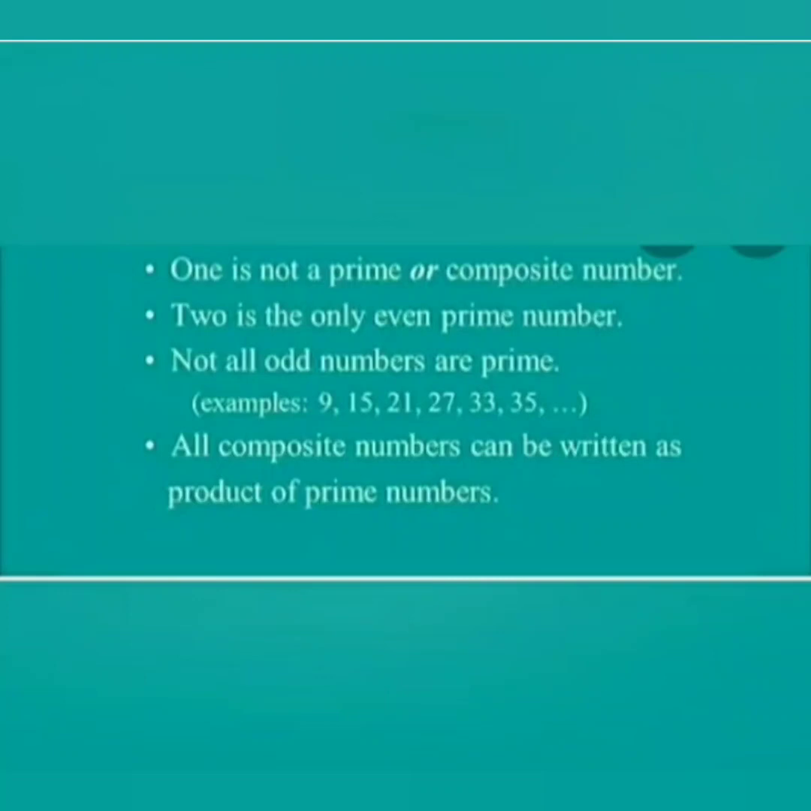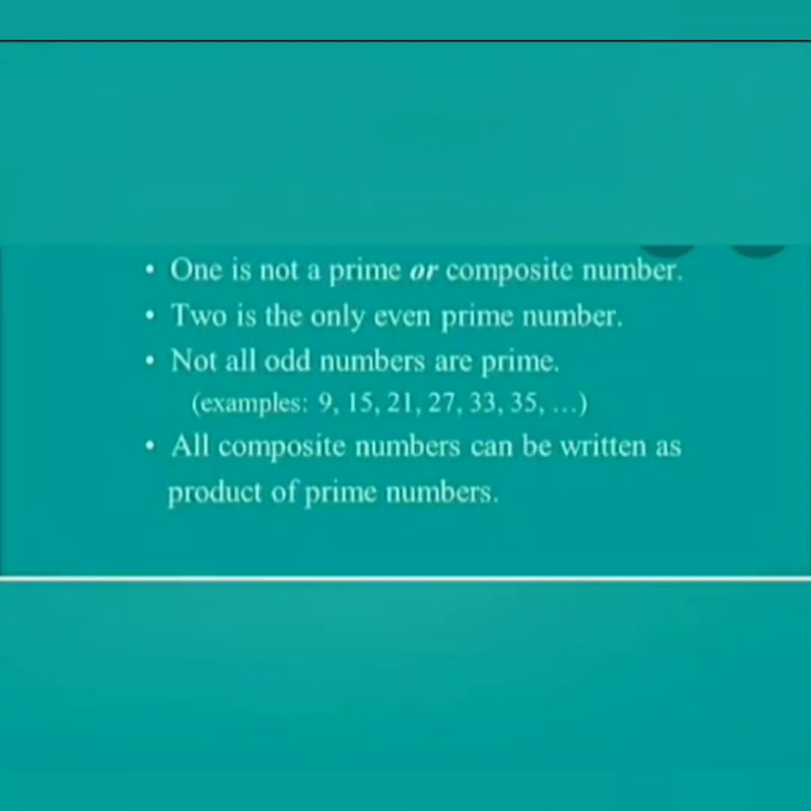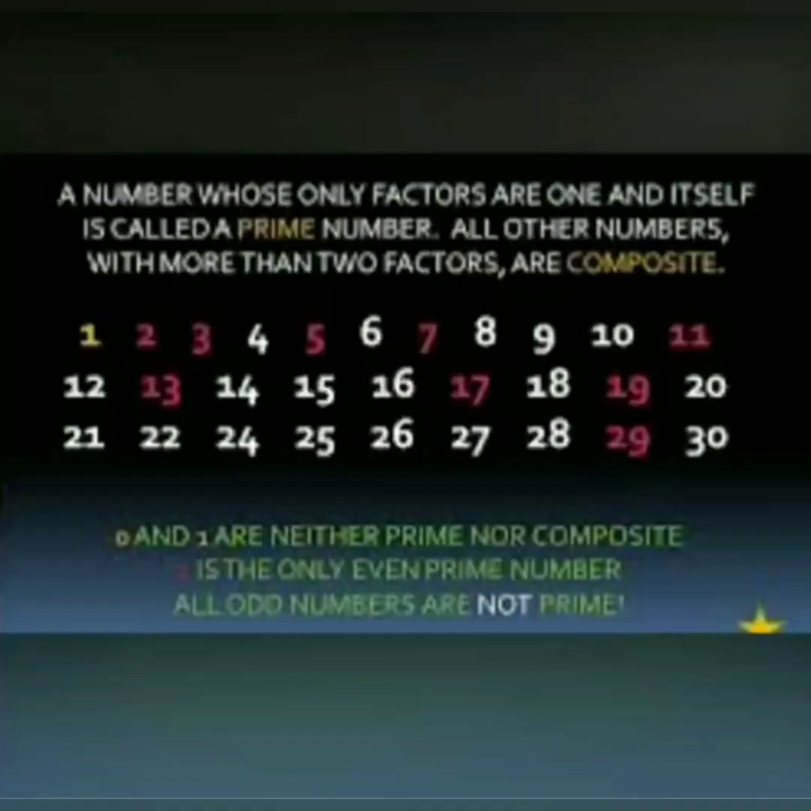Third point, not all odd numbers are prime. Most of the odd numbers are prime, but not all. Examples they have also given, you can see. Fourth point, all composite numbers can be written as a product of prime numbers. Composite numbers can be written as a product when we are multiplying prime numbers. Now let's discuss the concept of prime numbers and composite numbers.